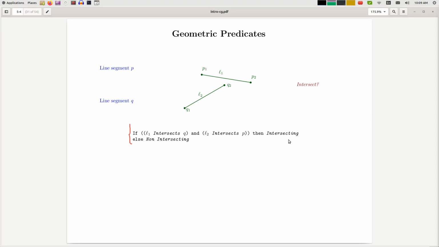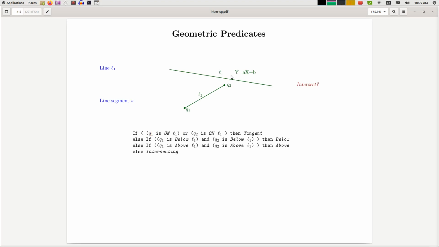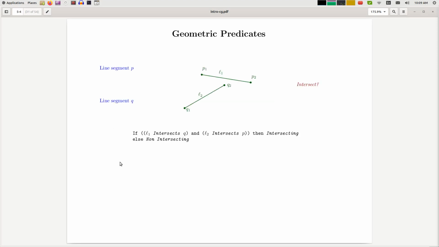Okay. So what is important to have here? So we need a predicate that, given a line L1 and given a point, a line segment Q, can decide whether those two things intersect. Well, obviously that was the previous video, the previous slide. So we can use this code to build the next code. Of course, the only issue here is how you do the representation.